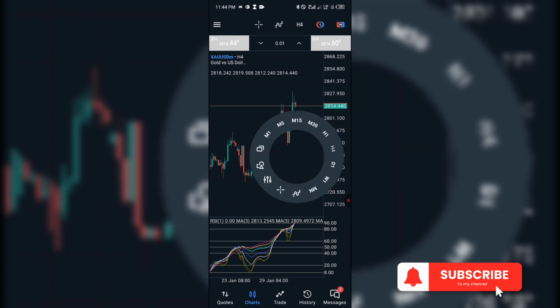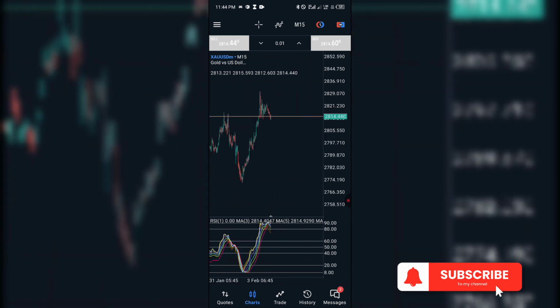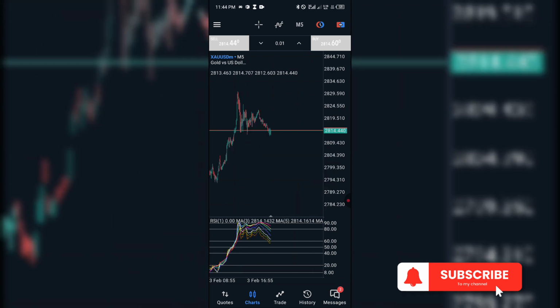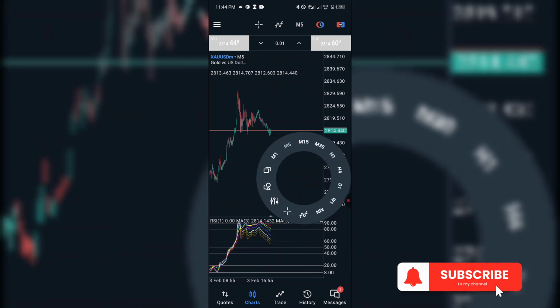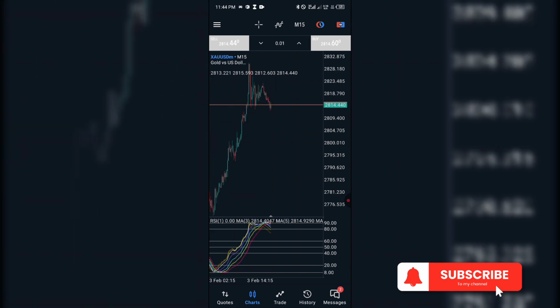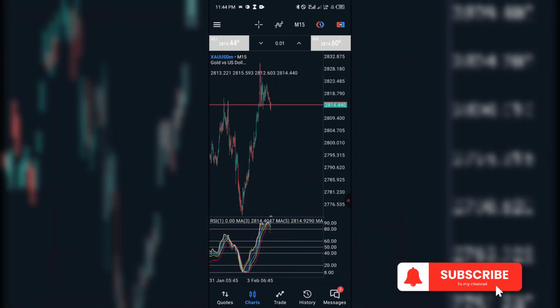Now what you need to do is drop down to a lower time frame, like the 15 minutes or the 5 minutes time frame. Basically I use the 15 minutes time frame. I use the 15 minutes time frame.